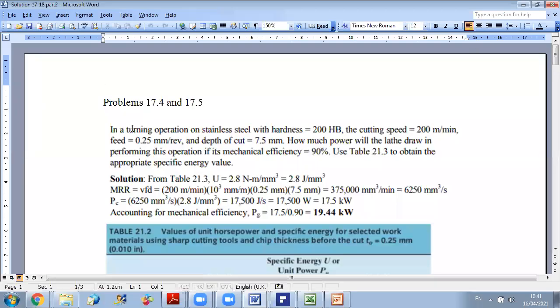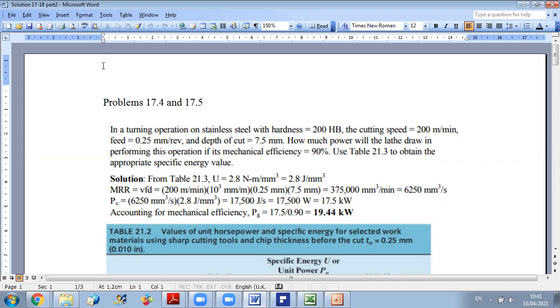Okay, so let us continue with the second part of problems. In a turning operation on stainless steel with hardness 200, the cutting speed is 200 meter per minute, the feed is 0.25 millimeter per revolution, and the depth of the cut is 7.5 millimeter. How much power will the lathe draw in performing the operation?